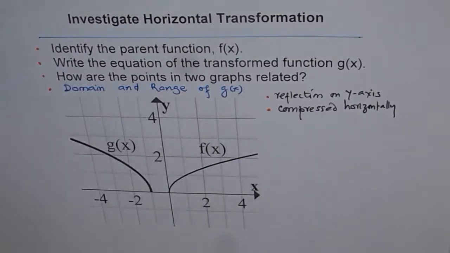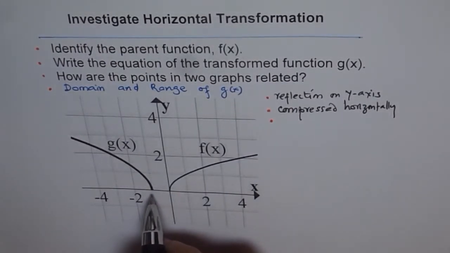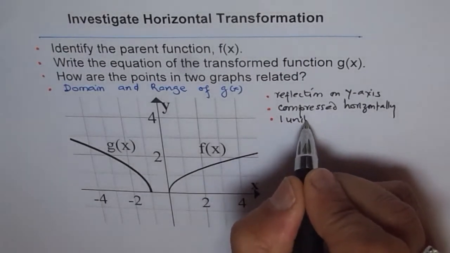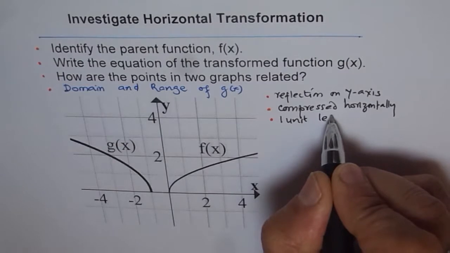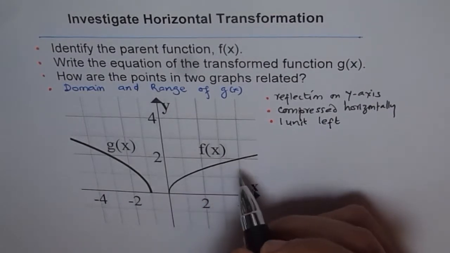And then you also notice that actually the graph position changed. It is not starting from origin. It is actually starting from -1. So it is 1 unit left. So this is what you notice. So this leads to transformation of your function. Which function is it? So that is our very first question.